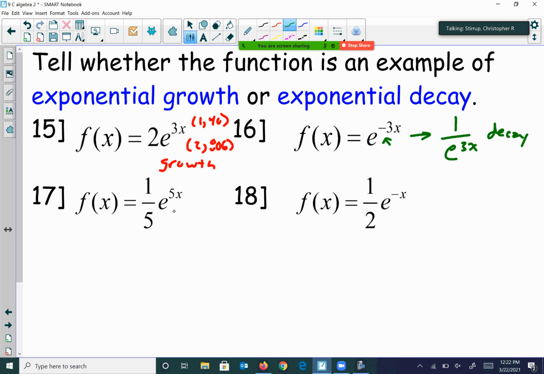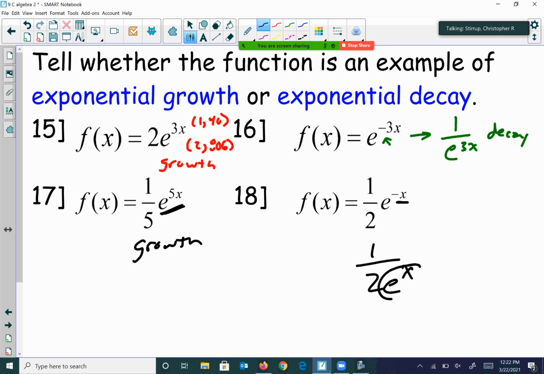This particular problem, so this is going to get to be a very large number. Each time that becomes a large number, we're going to divide by 5. Well, a large number divided by 5 and then a larger number divided by 5 is still one bigger than the other. So this is growth. Okay, so the fraction out front doesn't do much. But when you have that negative exponent, you have to watch out for that. And this would be rewritten like this.